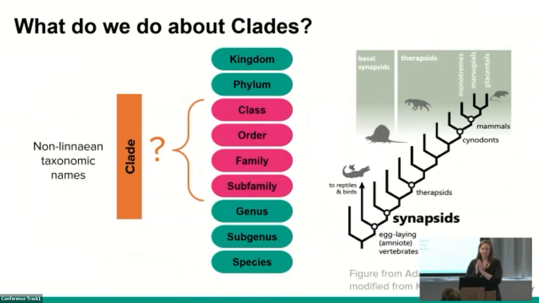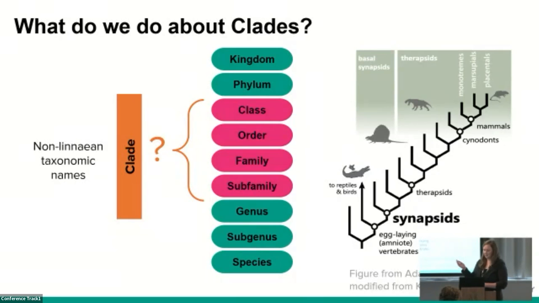And this all comes together to our favorite thing to talk about in paleo, which is clades. Clades really start to compound the issue. So this is a way of grouping organisms according to common ancestors. It is somewhat hierarchical, but it doesn't have standard ranks in the same way that our Linnaean systems do. And so it doesn't really fit within the digital infrastructure that we're all often using.